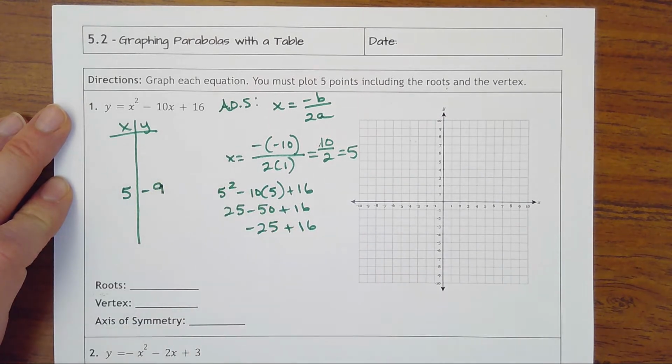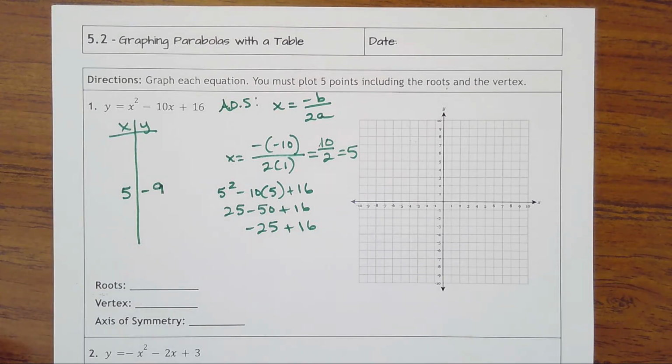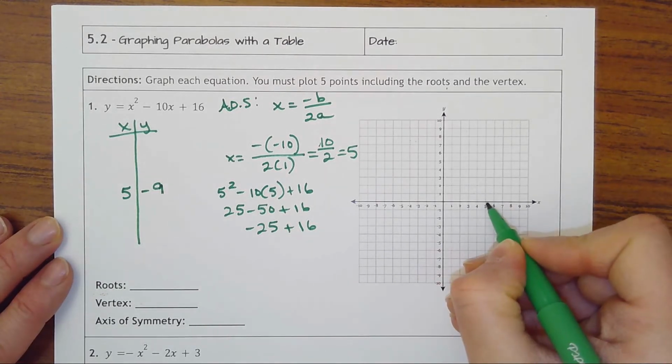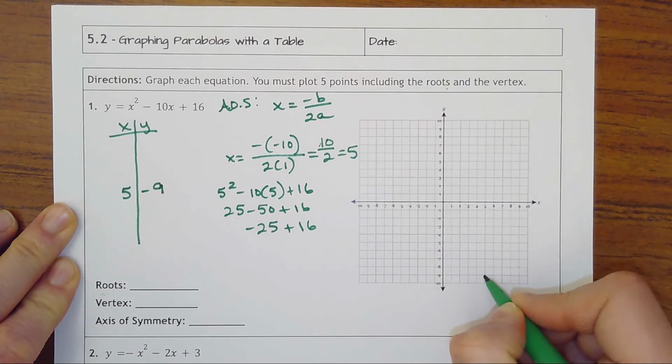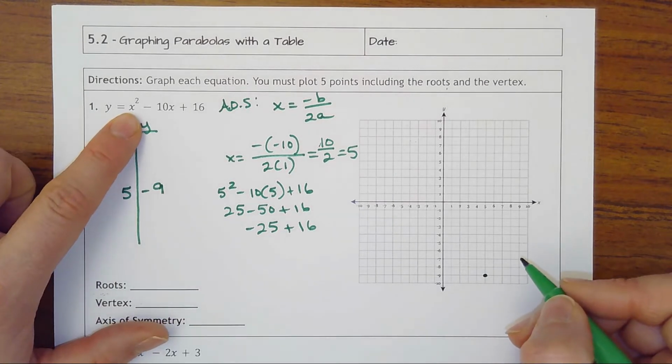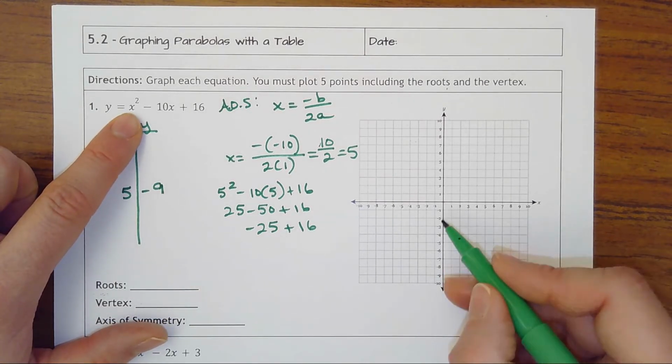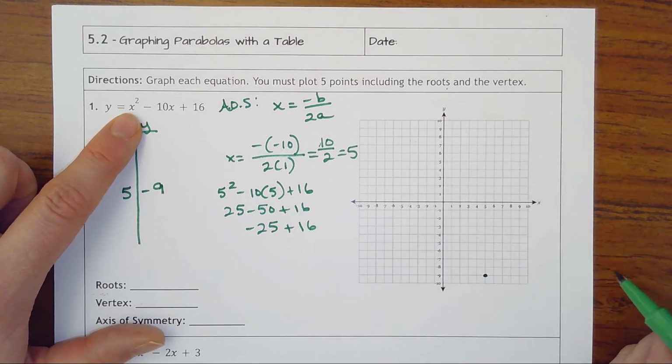Okay, so we get our vertex being at 5, negative 9. And I'm actually going to go ahead and plot that. So 5 goes to the right, 5 down 9. It's also nice to see my a value here is positive, so it's going to open up, which is good, otherwise I wouldn't have room on my graph.